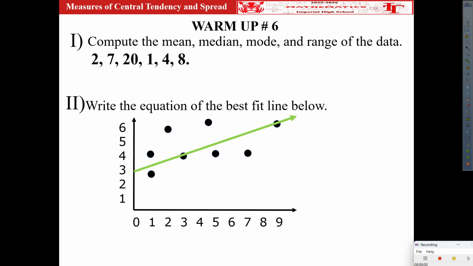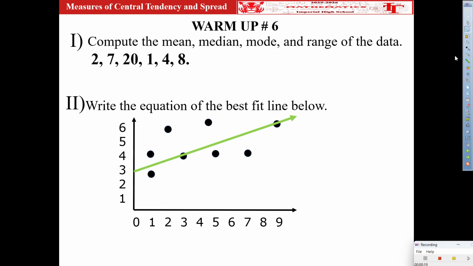Problem number 6: compute the mean, median, mode, and range of the data 27, 20, 1, 4, 8. Number 2 says write the equation of the best fit line below, and they give you a line. Being that it's Monday, who goes over this?